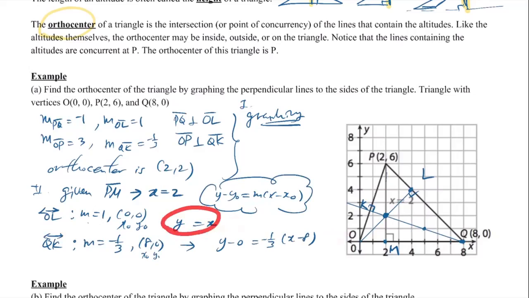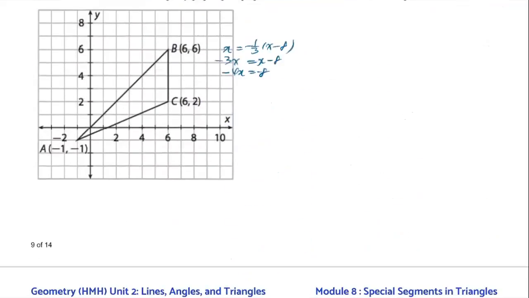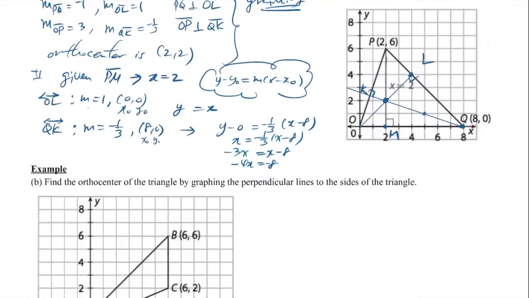We can substitute this into this right there, guys, which means that x is equal to negative 1/3 x minus 8. We multiply both sides by negative 3, then negative 3x is equal to x minus 8. Negative 4x is equal to negative 8. Let me push that up a little bit, I just ran out of space. There you go. And then x is equal to 2.